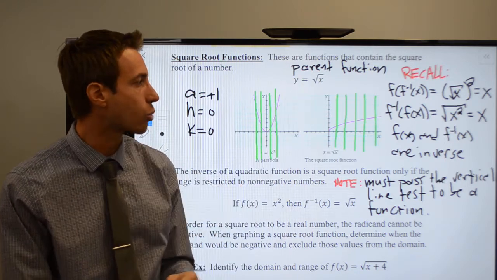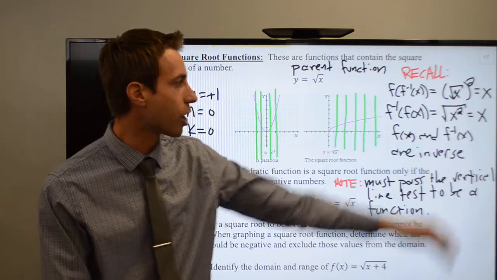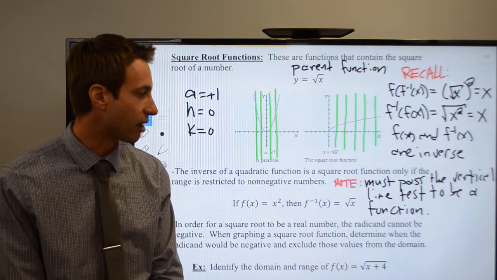So y equals the square root of x is your parent function. It starts at the origin and just curves off gently, headed to the right.